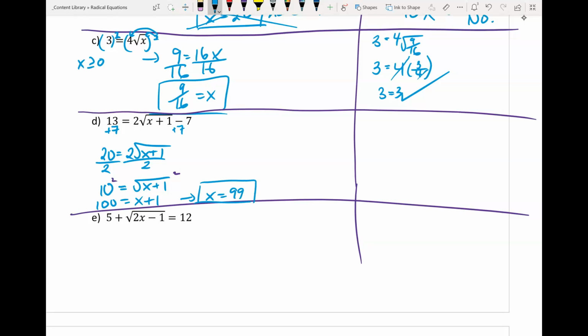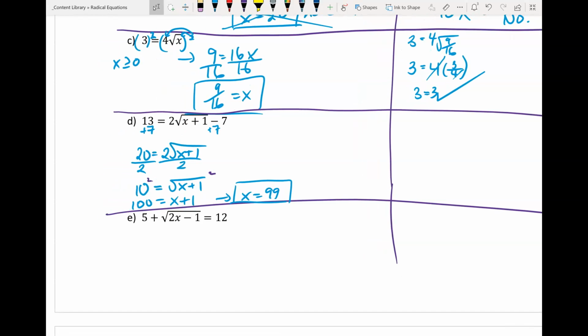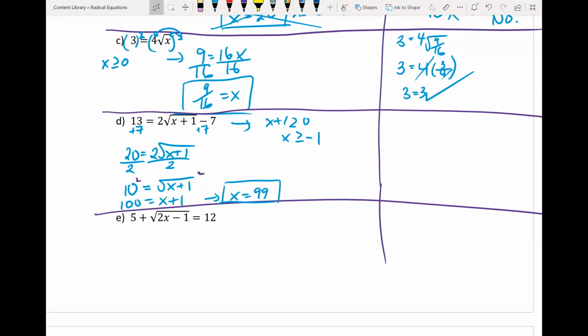Before I go ahead and verify, I still have to state my restriction because I didn't do that in the beginning. So here, be careful because x plus 1 has to be greater or equal to 0. The whole thing underneath our radical has to be greater or equal to 0. So if I move this 1 to the other side, that just means that x has to be greater or equal to -1. And that would be our restriction.